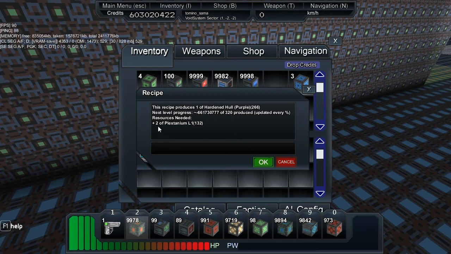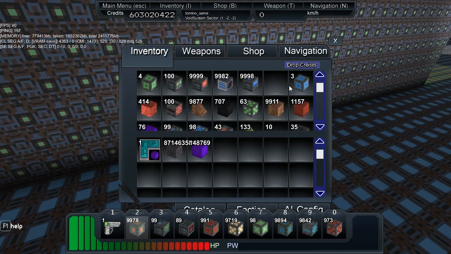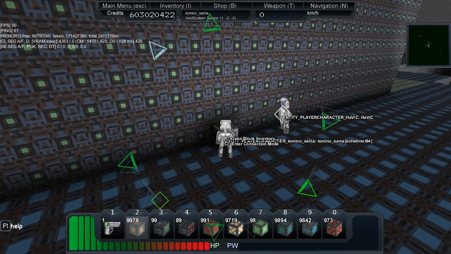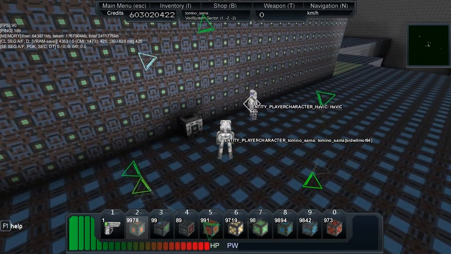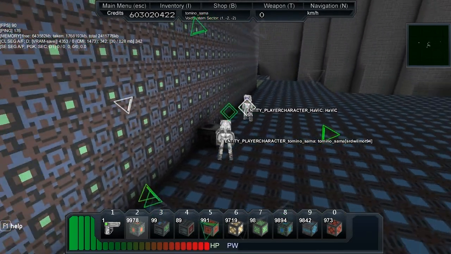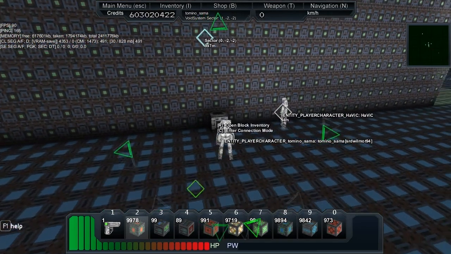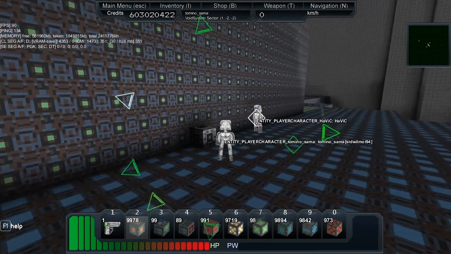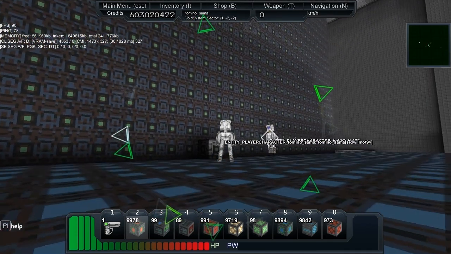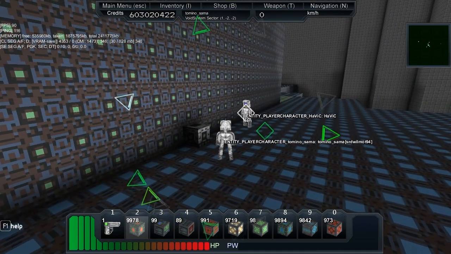So it required 2 plextanium. And how much was it producing every cycle? Every cycle when it was at level 32, it was producing 4.7 million. Every 5 seconds, 4.7 million. And what happened? I hit level 33 and it crashed me, and when I came back, the recipe was broken.